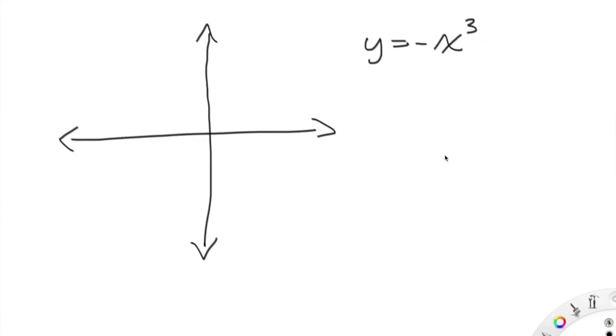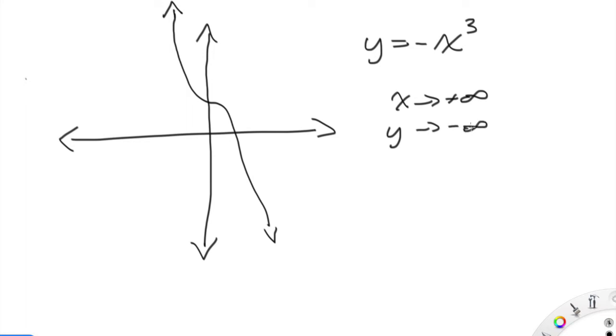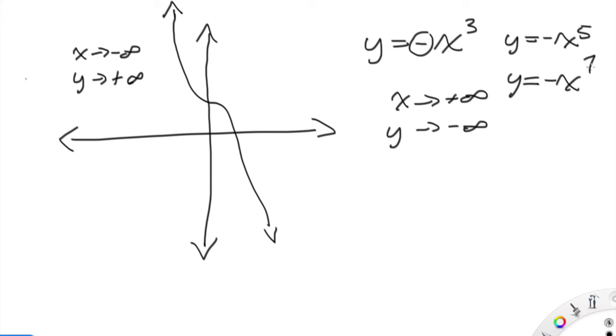Okay, now let's go back to the one we did for the third order equation. That one looked like this. As x got increasingly positive, y got increasingly negative. And as x got increasingly negative, y got increasingly positive. This is going to be the same for any odd ordered function with a negative leading coefficient. So y equals negative x to the 5th, y equals negative x to the 7th. It's all going to have the same end behavior.